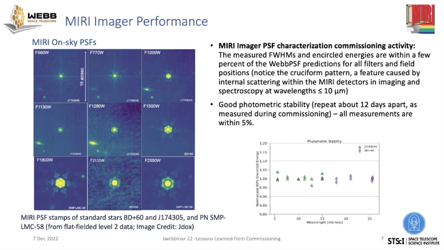You can see at wavelengths less than 10 microns this cruciform pattern that is expected, and that's caused by internal scattering within the MIRI detectors. You can also see the snowflake patterns at the longer wavelengths. We measured the full width half maximums and encircled energies, and they were all within a few percent of the predictions that we had from WebPSF for all filters and in all field positions. So we have very good performance there.